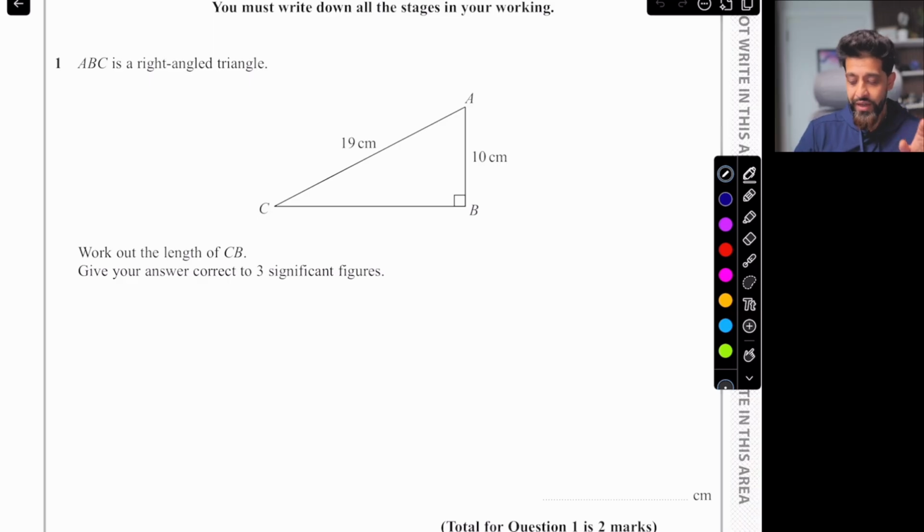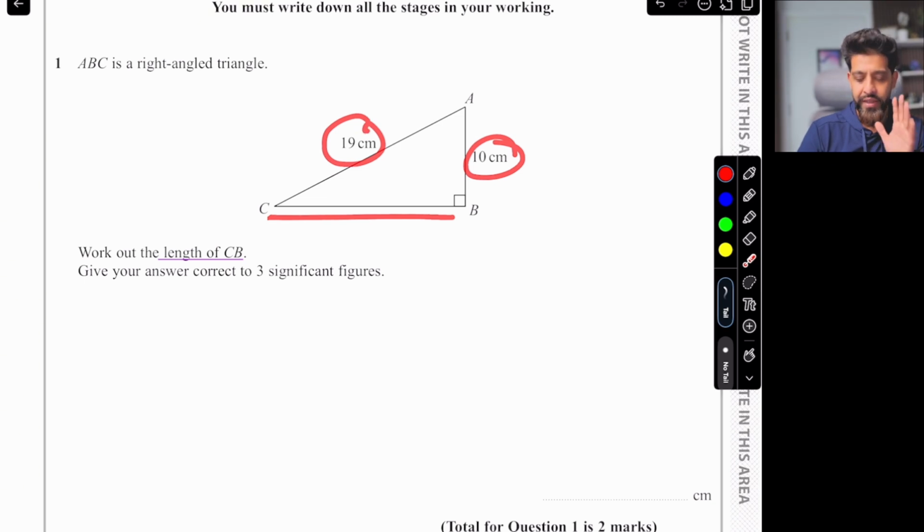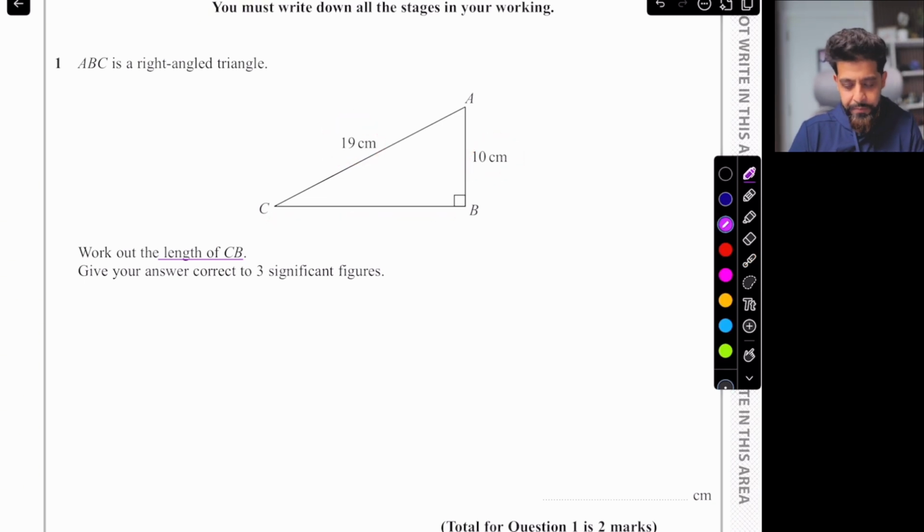And if you've been asked to work out a length given two other lengths, so you've been asked to work out CB and you've been given two lengths, it's Pythagoras. There's no angle in the diagram, so there's no scope here for trigonometry at all. If you see an angle, then you can start thinking about trigonometry, the SOHCAHTOA. Right, so we are going to be using Pythagoras.